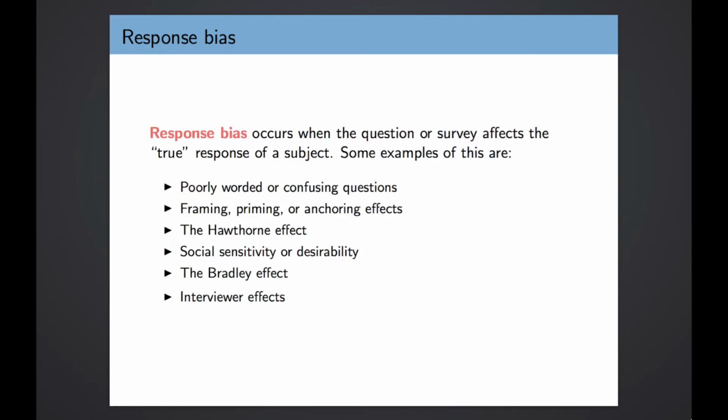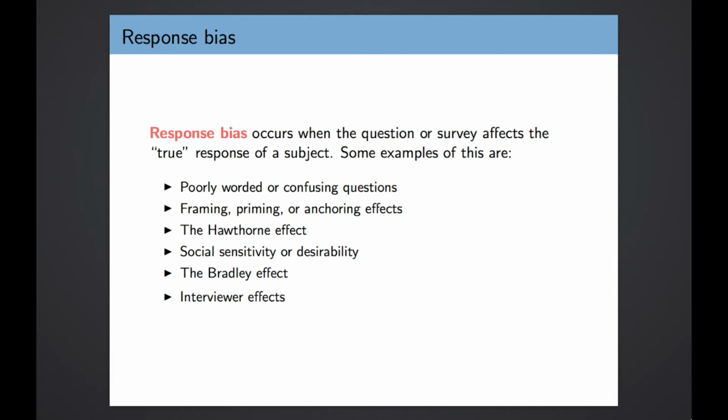The other main type of bias that we're going to talk about in this lecture is response bias. And this is a type of bias that happens when the survey or a particular question in the survey isn't a good measure of the actual attitude or response of the subject being surveyed. So let's talk about several examples of this.